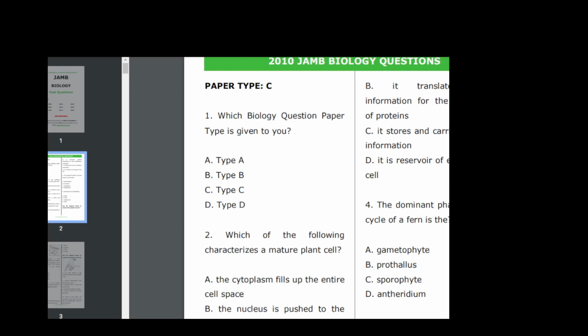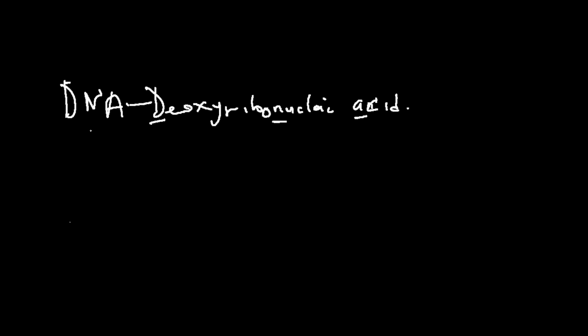While we were talking about the organelles of the cell, I made us understand that there is a particular cell organelle I called vacuole. That cell organelle, I said it is a storage site.